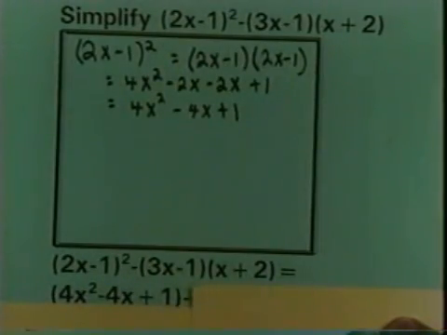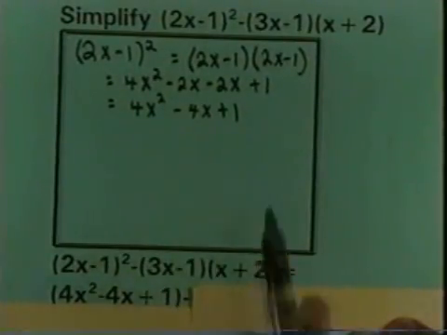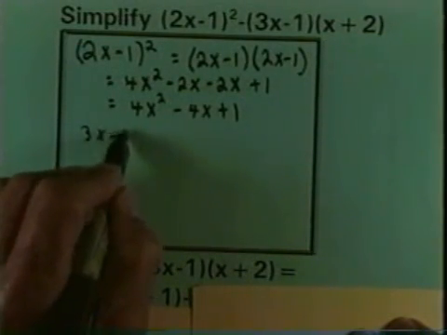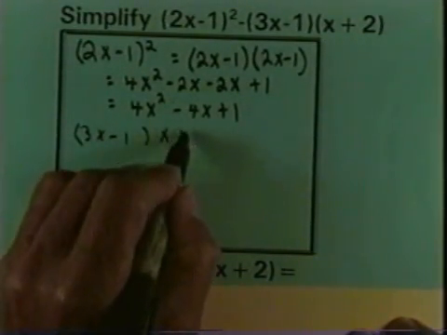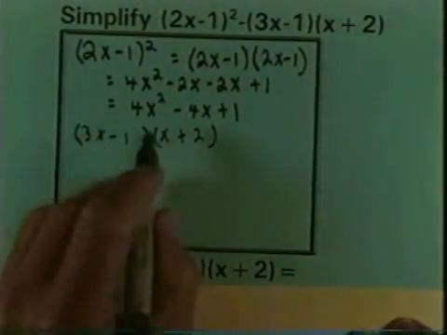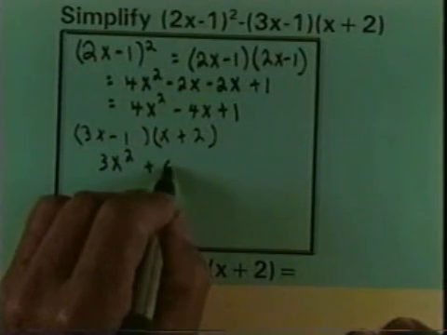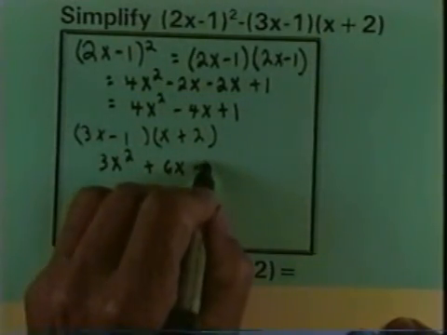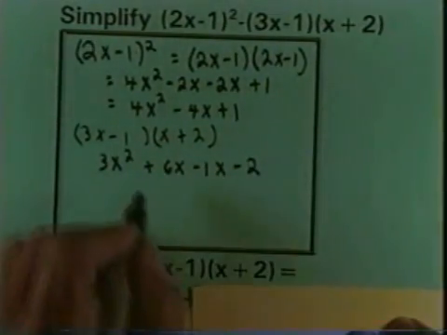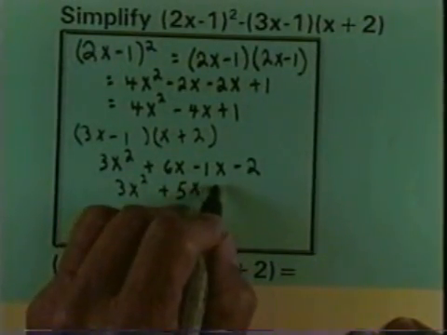And now I do my multiplication. Once I evaluate powers, then I multiply and divide left to right. I have no division, so I do the multiplication. Multiply 3x minus 1 times x plus 2. I use the 4 method. 3x times x would be 3x squared. 3x times a positive 2 is 6x. A negative 1 times x is a negative 1x. A negative 1 times 2 is negative 2. So I get 3x squared plus 5x minus 2.